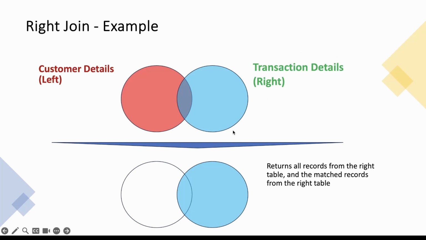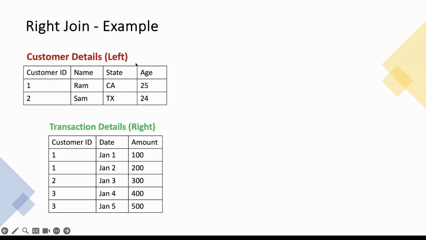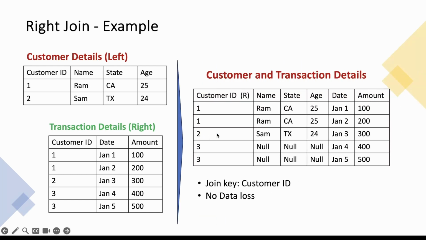Now let's implement it to the same example that we have just seen. So you have customer details on the left side, you have customer ID, name, state, and age. And as you can see, now you have just two customers. So you have customer ID 1 and customer ID 2. And on the right hand side, you have transaction details. However, as a part of the transaction details, now you have details for all the three customers. So you have two records for customer ID 1, one record for customer ID 2, and two records for customer ID 3. So if we have to join these two tables with a right join, then the output would look something like this. So you have customer ID, you have name, state, age, date, and amount.